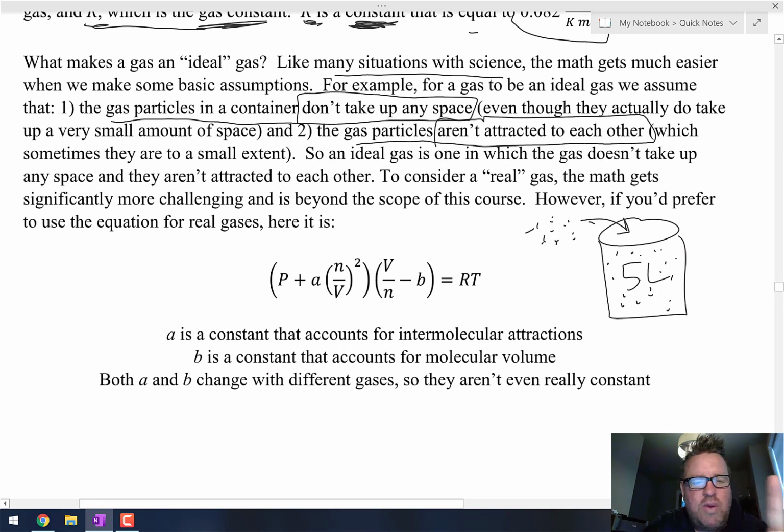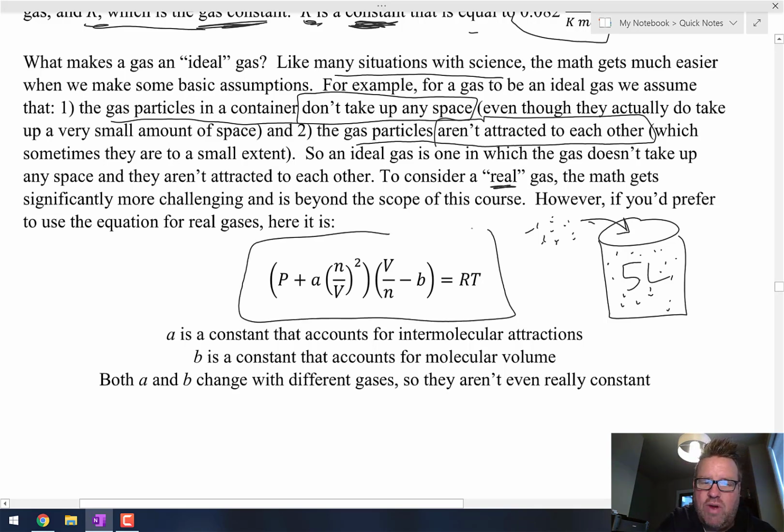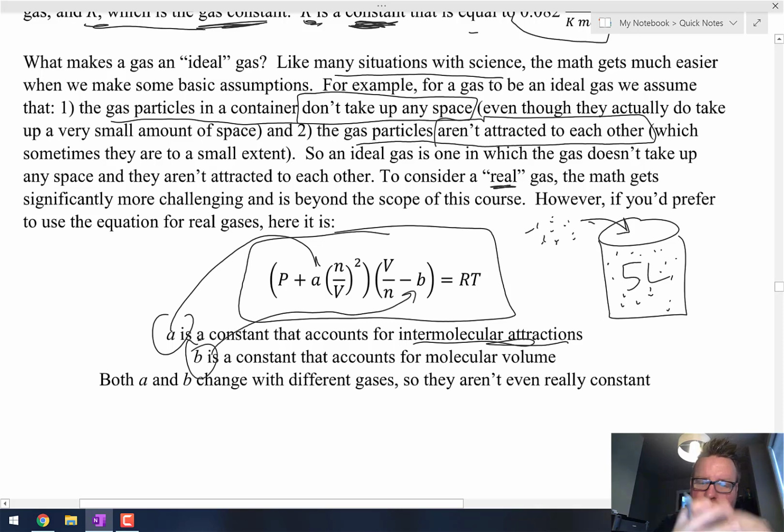And the reason why we use that is because to consider a real gas, not an ideal gas, you've got this equation right here, where you've got an A in here, here, and then you've got a B. So the A accounts for the attractions between the molecules. B accounts for the fact that the molecules do take up some of the space, and A and B change from one gas to another.